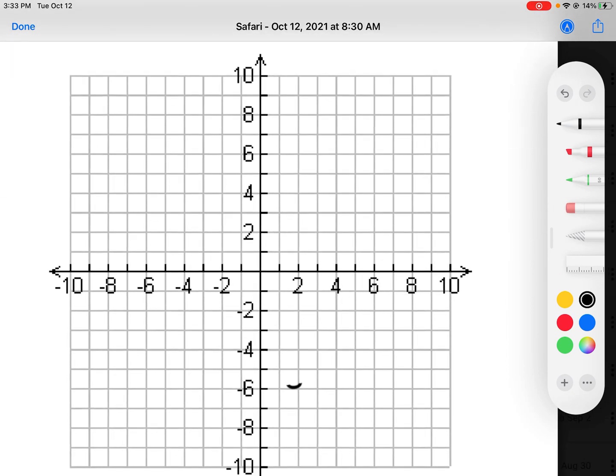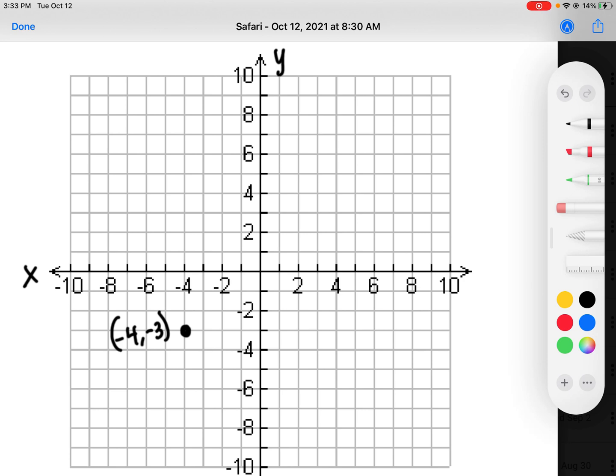Remember, x always comes first, and then y. Remember, x is the one across. Y is the one that goes up and down. So we're going to find -4 on the x and -3 on the y. That would be right here, -4, -3. All right, and it's going to ask us to reflect that across the x and across the y.